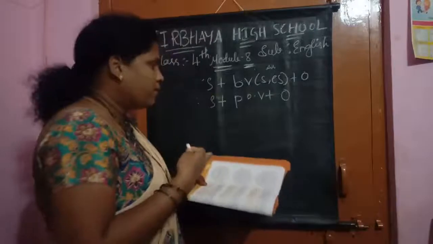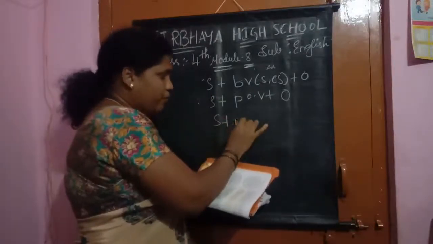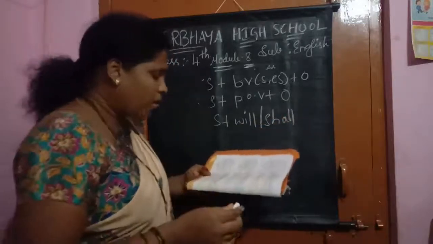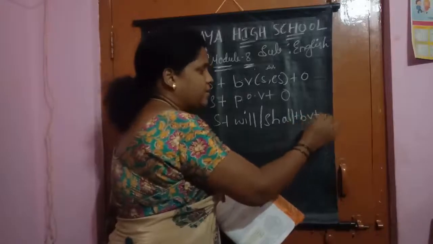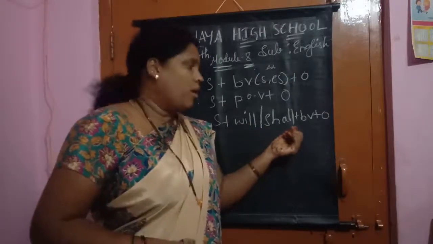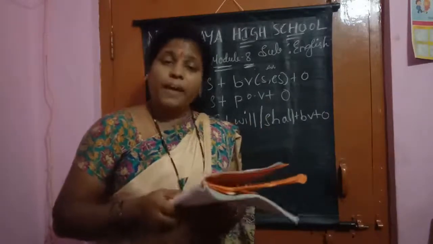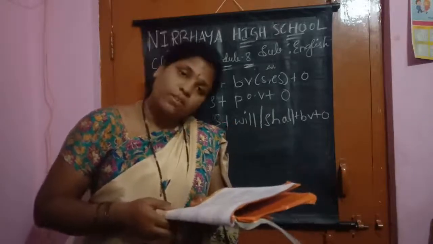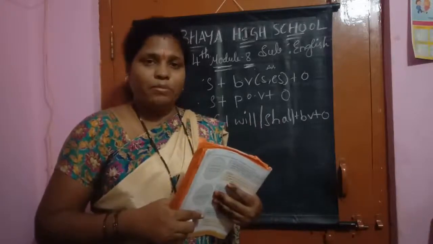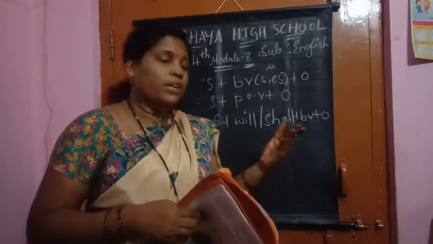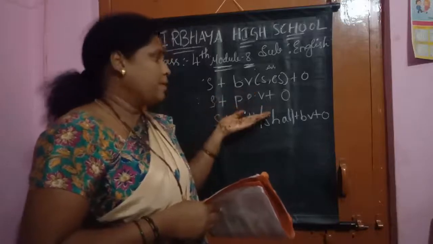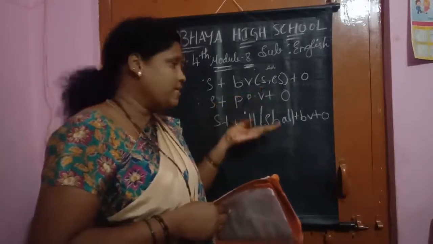Yes, children. What is the rule here? Subject plus will or shall. These two we will use, children. Subject plus will or shall plus base verb plus object. Understood, children? See, I will play with my friends. Yes, children. Now understood? See, you will ask, shall I go to the washroom, ma'am? It means you want to go. It is future tense, no? Understood, children? Now this is simple past tense, simple present tense, simple future tense.